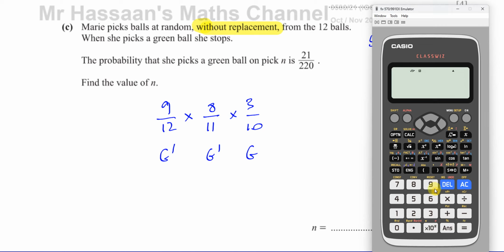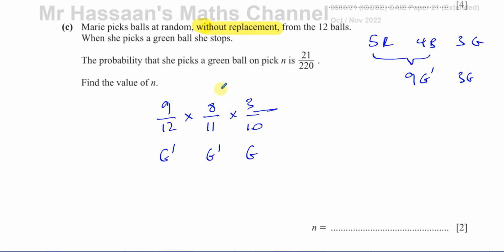We can check. We can do 9 times 8 times 3 over 12 times 11 times 10. Now, if it gives us 21 over 220, we know we're correct. So it doesn't, so we know we've got to continue. So that 3 over 10 doesn't belong here. In fact, I won't do this. I'll just cross it off.